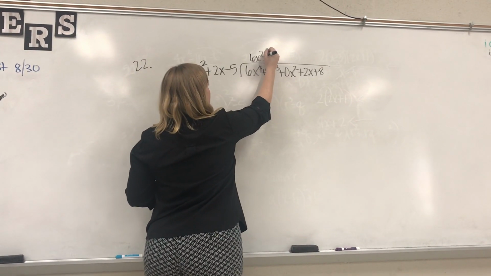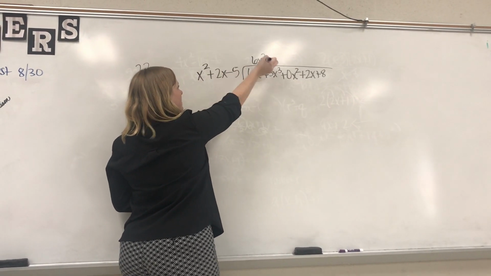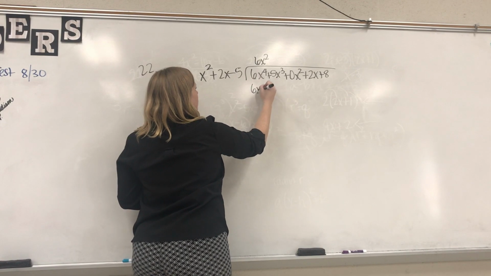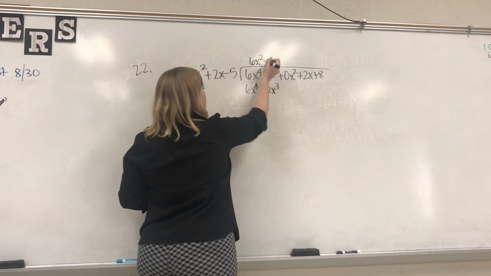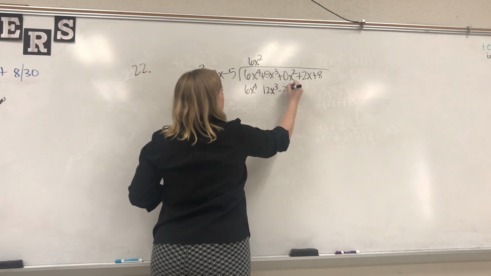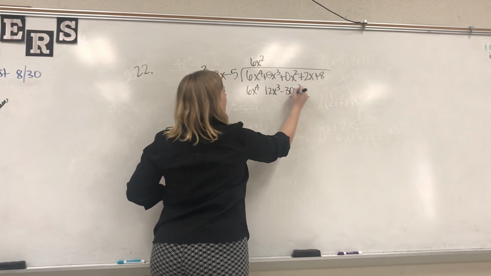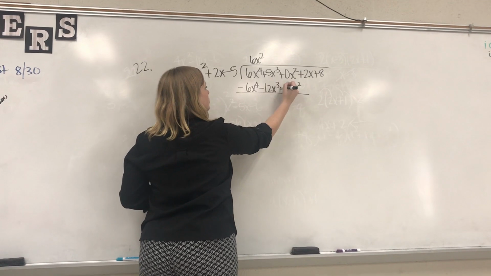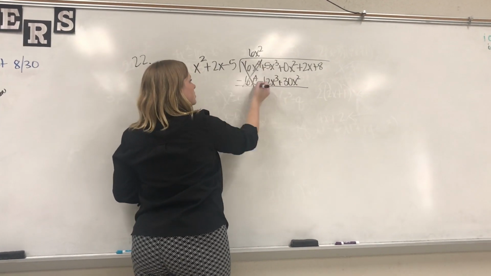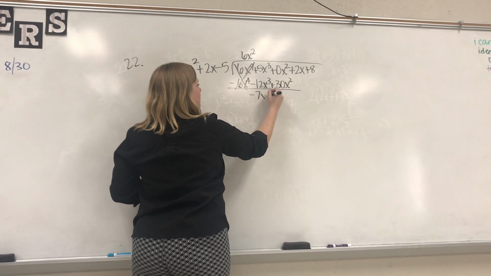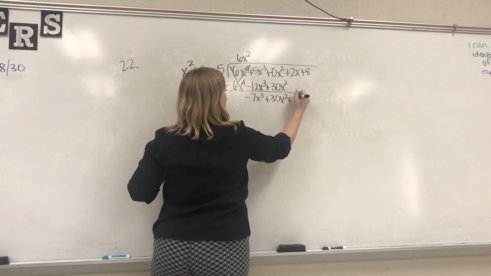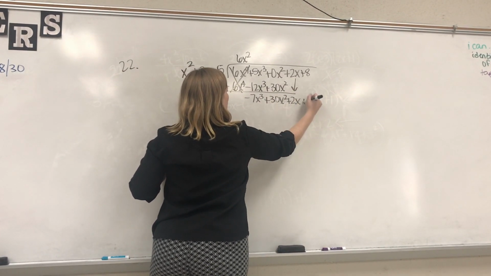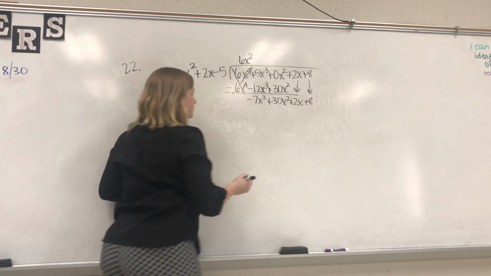It's 6x squared. I take this and I multiply by everybody on the outside. So 6x to the 4th, 6x squared times 2x is 12x cubed. 6x squared times negative 5 is negative 30x squared. Remember, I'm subtracting this, so all of the signs will change. This cancels. 5 and negative 12 make negative 7x cubed. 0 and 30 make 30x squared. And I bring down my 2x. You can bring down your 8 if you really want to.